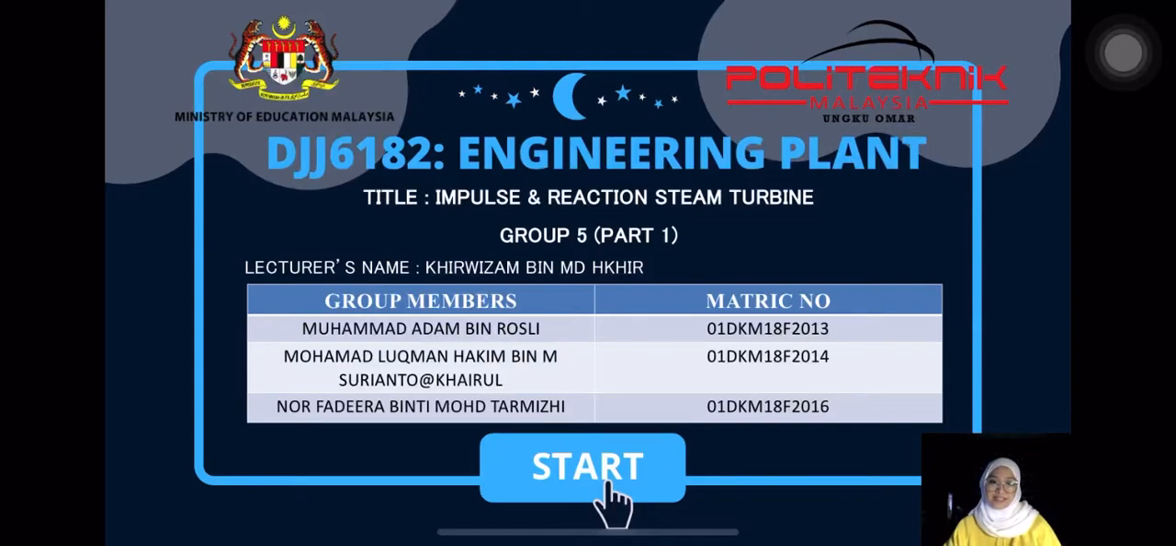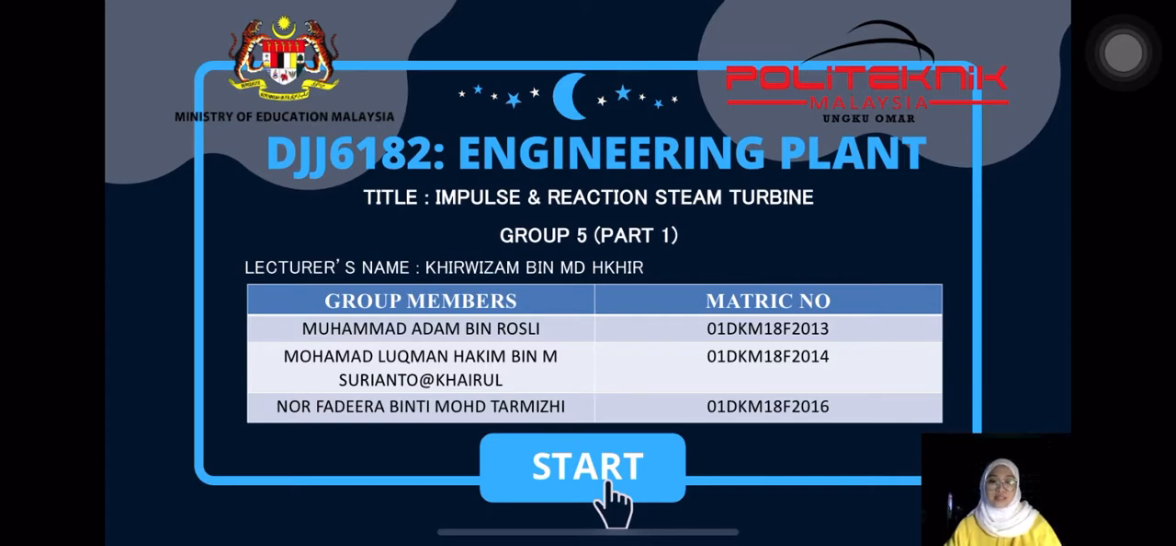Assalamualaikum and good evening. This is our subject DJJ6182, Engineering Science. The title for our case study is Impulse and Reaction Steam Turbine. We are from Group 5 and this is our slide presentation for part 1.